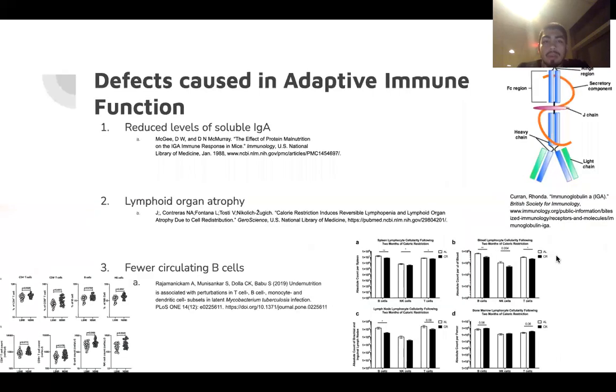So now we're going to go over the adaptive immune function, right? I said that it was a twofold effect. So to start off, we're going to go over how it reduces levels of soluble IgA, or immunoglobulin. So here we have a diagram, which is the basic structure.